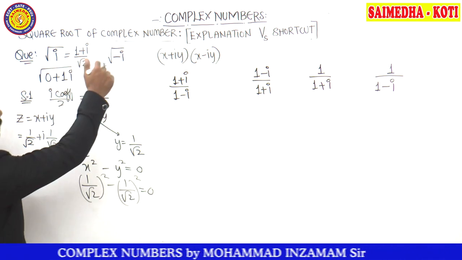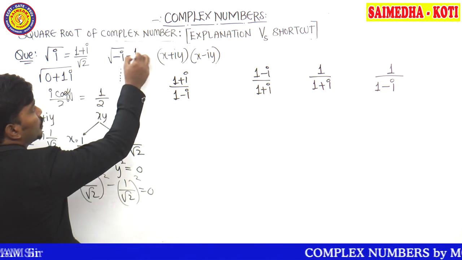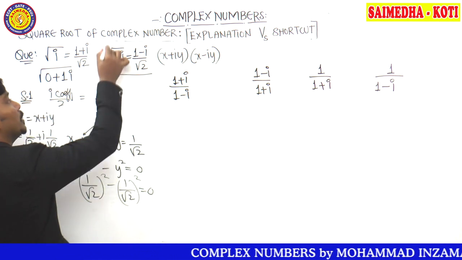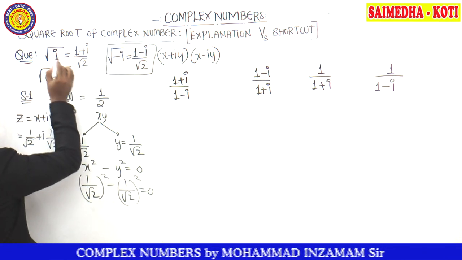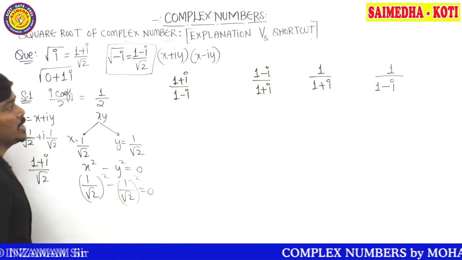Similarly, root of minus i, and utilize the same procedure to solve now. And what is the answer you are going to get? 1 minus i divided by root 2 is going to be your answer. So root i is 1 plus i by root 2, and root of minus i is 1 minus i divided by root 2.